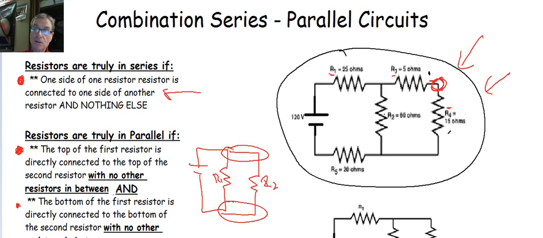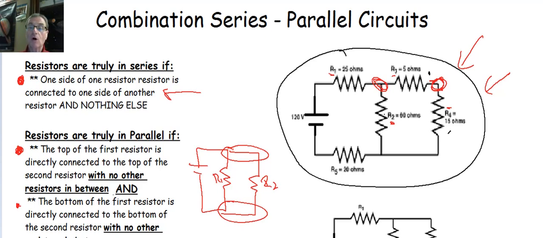R1 is here, R2 is here, right? Are these truly in series? Well, if we look here, one side of R1 is connected to one side of R2, so it meets that requirement. However, both R1 on this side and R2 on this side are connected to another resistor. The criteria is that R1 on this side must be connected to R2 on this side and no other components. The problem is they're also connected to R3. So these are not in series.